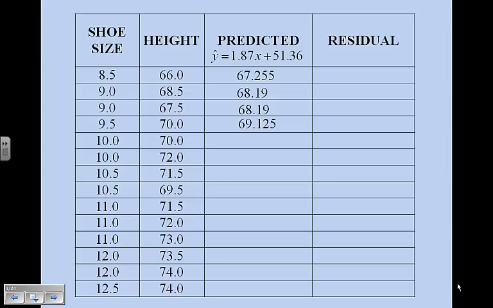Now I'm going to assume that you figured out all those predicted values. Finding the residual is easy. It's just the observed minus the predicted. In the first case, it would be 66, the observed, minus the predicted of 67.255, and we would get negative 1.255. For the second column, we do 68.5 minus 68.19, and we get 0.31. And we would do it again and again.